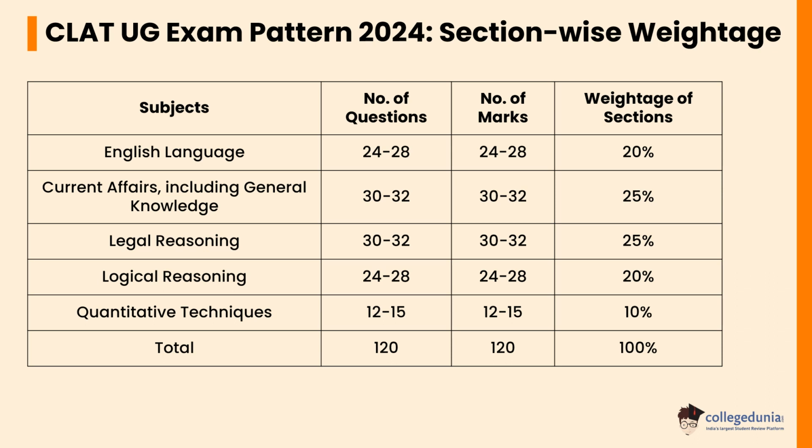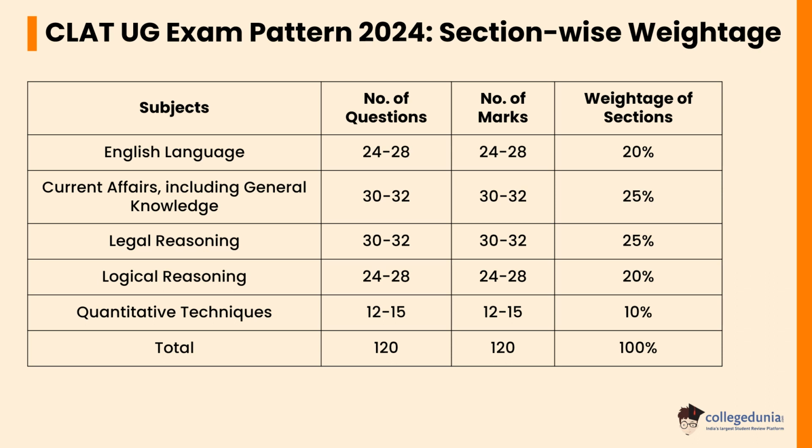questions. The logical reasoning section has a weightage of 20% and the total number of questions in this section are 24 to 28. The section quantitative techniques carries 10% weightage and there will be 12 to 15 questions in this section. The total marks for each section will be the same as the number of questions in that section. Overall, there will be 120 questions for a total of 120 marks.